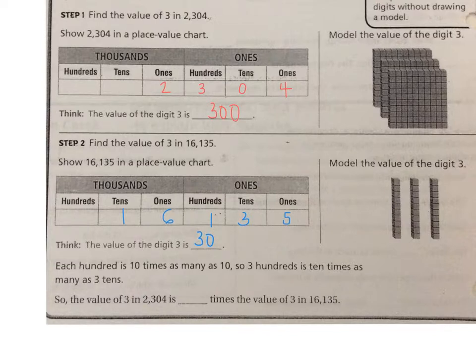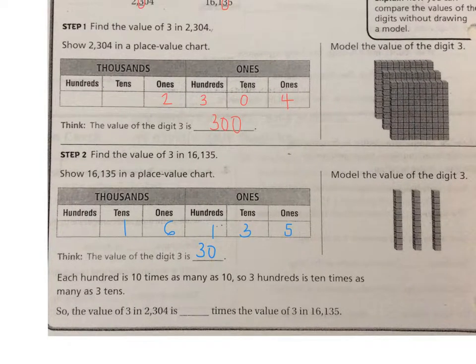10 times bigger. So the value of the 3 in 2,304 is 10 times bigger than the value of 3 in 16,135. Does that make sense? Because it's one place value over. It moved from here to here. And then when you move over, it gets 10 times bigger. When you move from the tens to the hundreds. Yes?